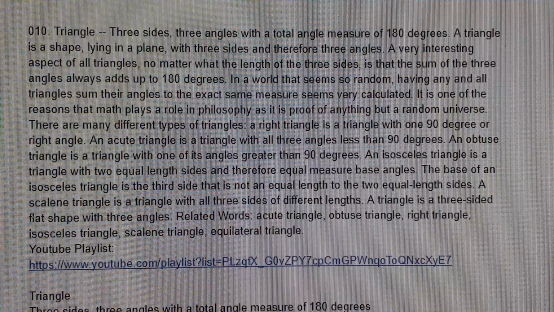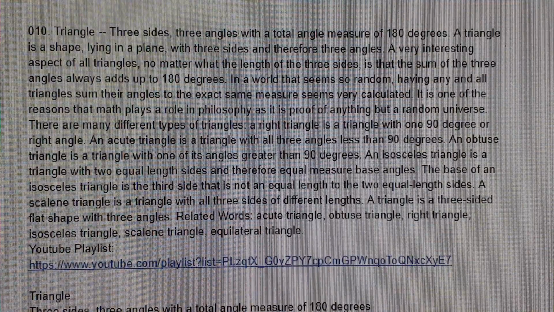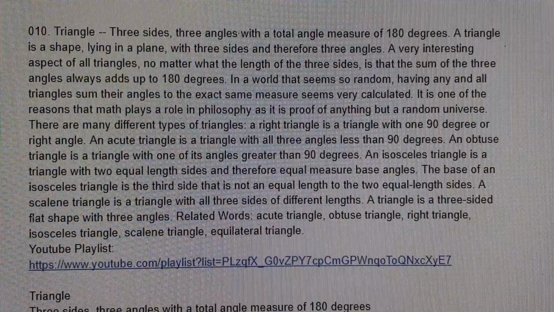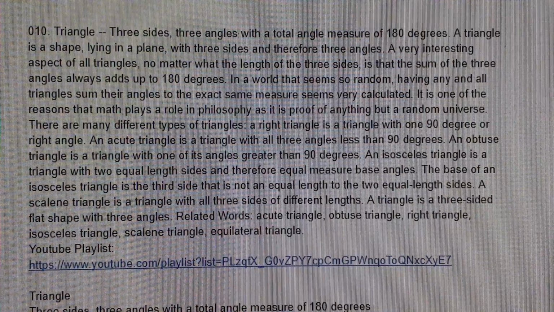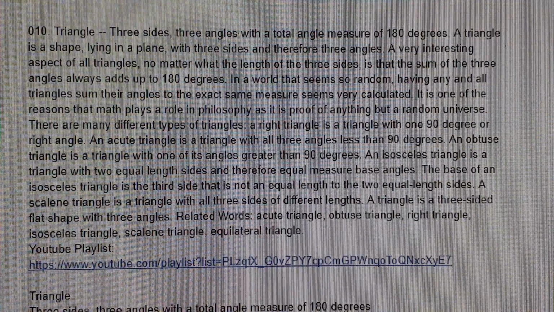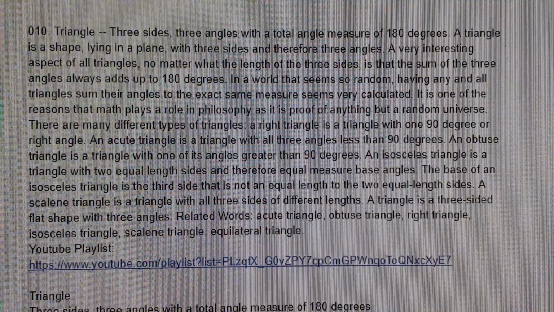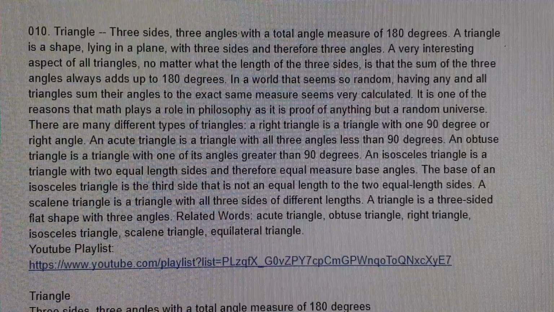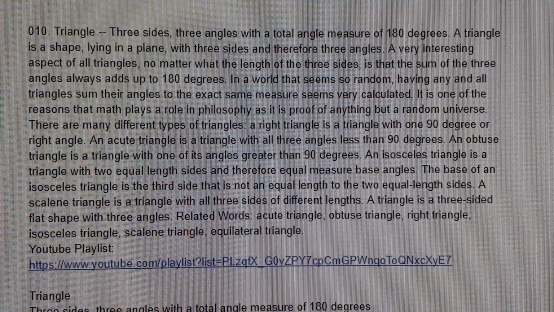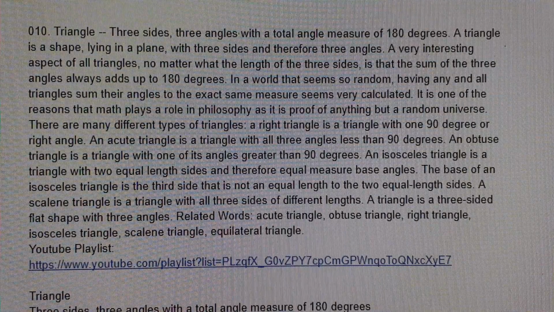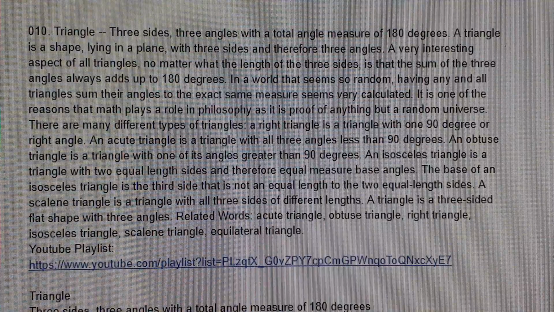An isosceles triangle is a triangle with 2 equal length sides and therefore equal measure base angles. The base of an isosceles triangle is the third side that is not an equal length to the 2 equal length sides. A scalene triangle is a triangle with all 3 sides of different lengths.